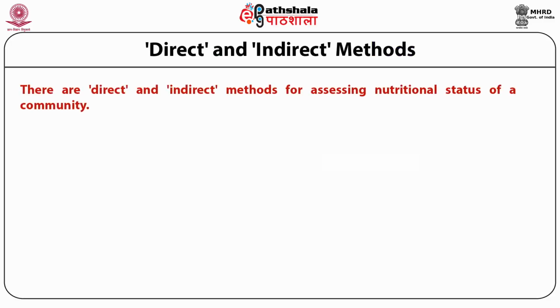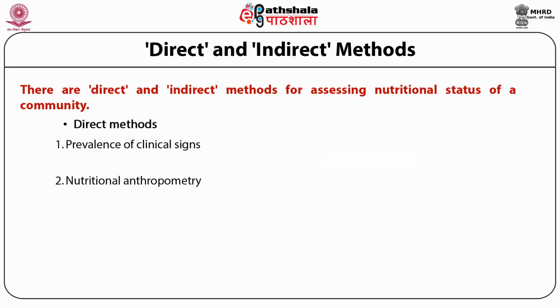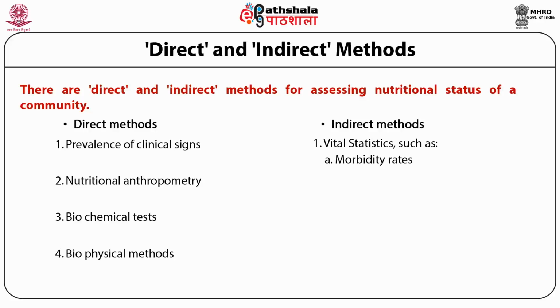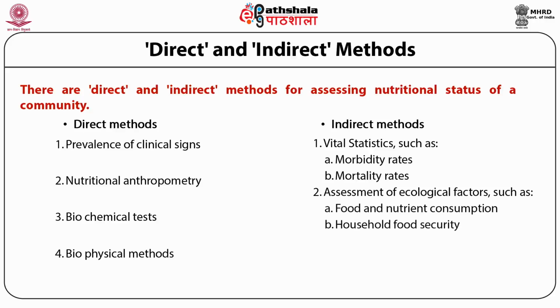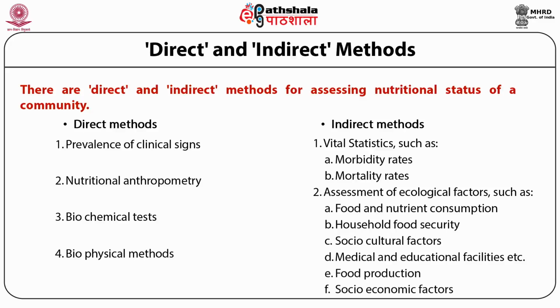There are direct and indirect methods for assessing nutritional status of a community. Now let us see what the direct methods are. They are: 1. Prevalence of clinical signs, 2. Nutritional anthropometry, 3. Biochemical tests, 4. Biophysical methods. And what are the indirect methods? They are the vital statistics such as morbidity rates and mortality rates, and assessment of ecological factors such as food and nutrient consumption, household food security, socio-cultural factors, medical and educational facilities, food production, and socio-economic factors.